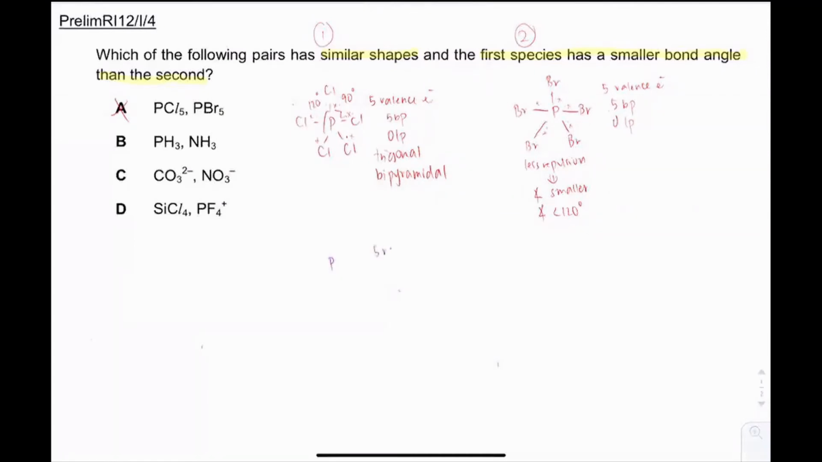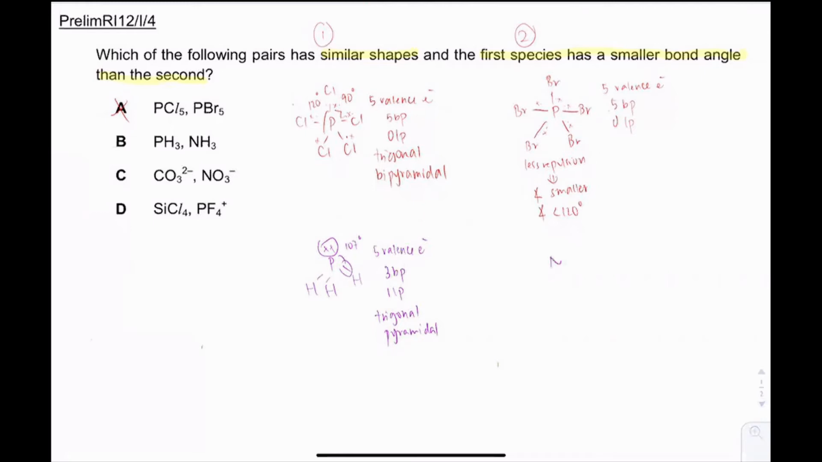Next, let's look at B, PH3. So P again has 5 valence electrons. And since there's 3 hydrogen around it, there's going to be 3 bond pair. The 2 remaining electrons together form 1 lone pair. And this is trigonal pyramidal. And trigonal pyramidal, it will look like that. Because there's greater repulsion between lone pair and bond pair, this is why the bond pairs are closer together than the lone pair. So this is 107 degrees.